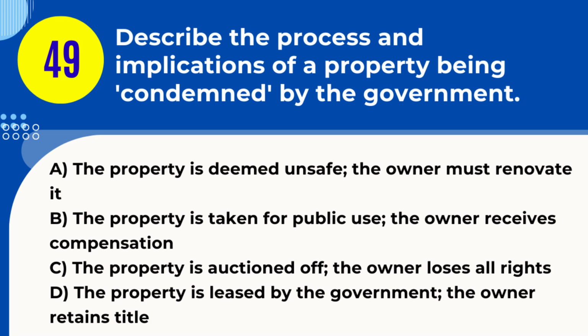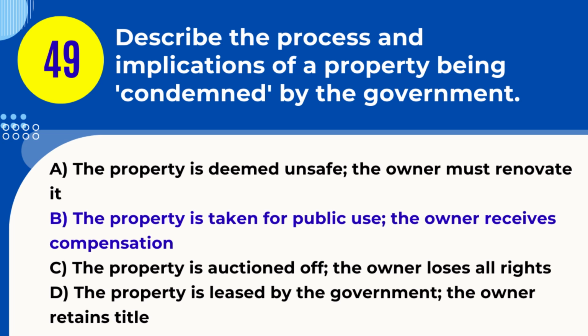Question 49. Describe the process and implications of a property being condemned by the government. A. The property is deemed unsafe. The owner must renovate it. B. The property is taken for public use. The owner receives compensation. C. The property is auctioned off. The owner loses all rights. D. The property is leased by the government. The owner retains title.